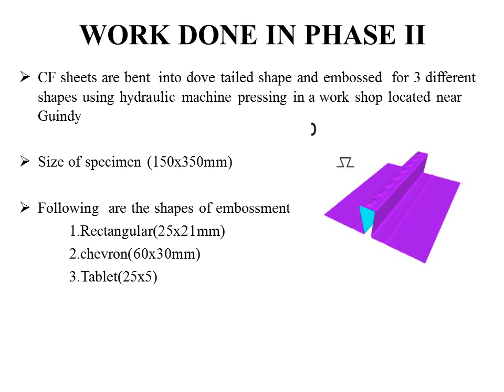Work done in phase 2, that is in this semester. The CF sheets are bent to dovetail shape and embossed in three different shapes using a hydraulic pressing machine in a workshop located near Gindi, and received on 8th of February. The size of the specimen is 150 by 350 mm. Following are the shapes of embossment: rectangular 25 by 21 mm, chevron 60 by 30 mm, tablet 25 by 5 mm.